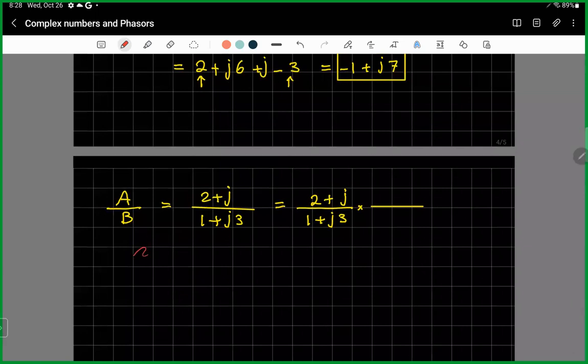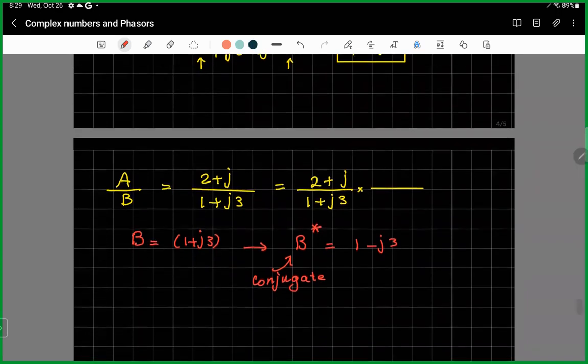Okay, let me just show you here. B is equal to 1 plus j3. Its conjugate, we don't write it like that, B star, conjugate. You write it back again, but by changing the sign of the imaginary part. So B conjugate is 1 minus j3. You flip the sign of the imaginary part. If it's positive, make it negative; if negative, make it positive.